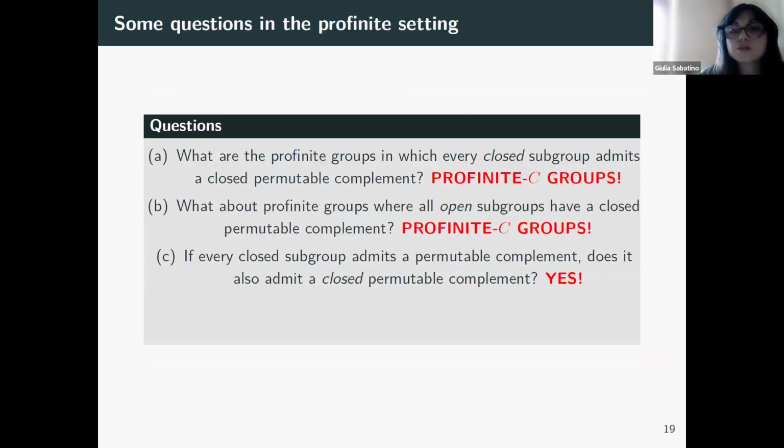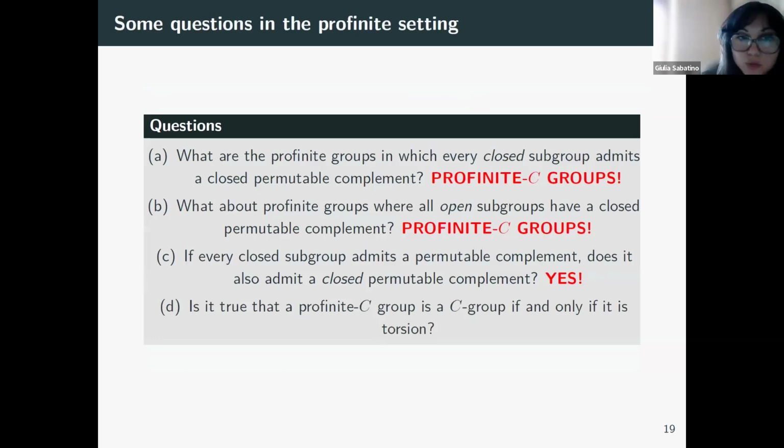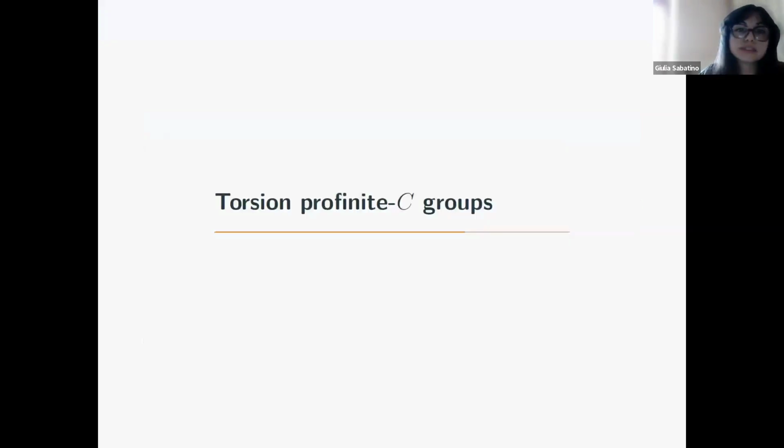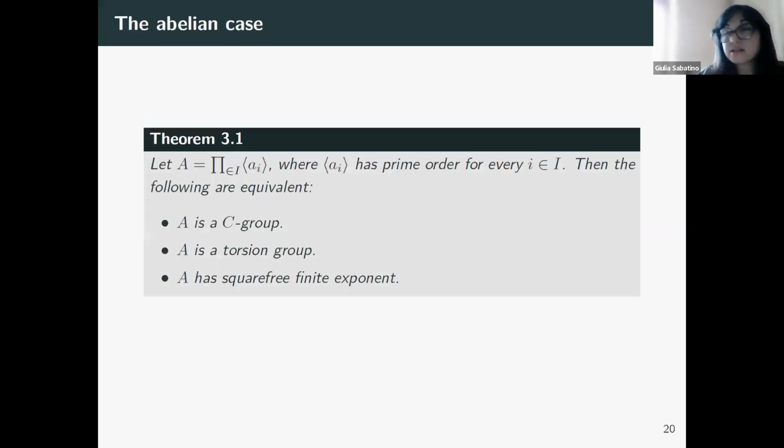So another question will be added to the previous one. What about torsion profinite C groups? Is it true that a profinite C group is a C group if and only if it is torsion? For this reason, we started investigating the behavior of torsion profinite C groups, starting, like in the previous case, from the abelian profinite C groups.